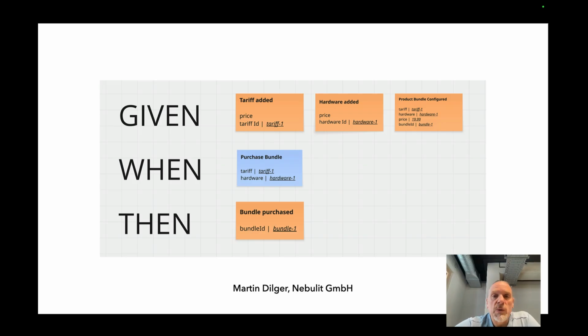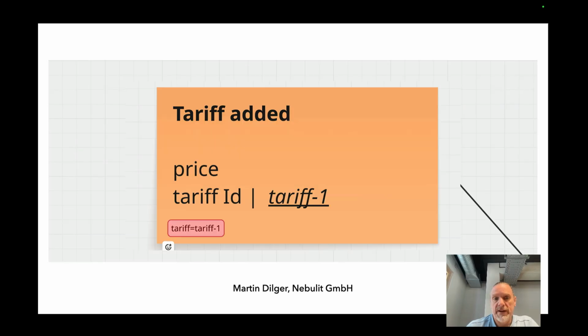So for example, what we do is we define givens, whens, thens when we model systems using event modeling. The rule here is very simple. So given a tariff was added, given a hardware was added, and given the product configuration was bundled, when the customer tries to purchase something with tariff 1 and hardware 1, he will get bundle 1 because bundle 1 is the cheapest one currently available.